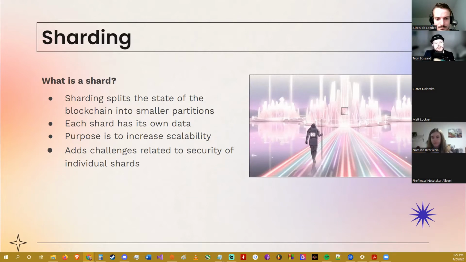Basically, sharding splits the state of the blockchain into smaller partitions, or little blockchains, where each shard has its own data. And as I mentioned, the purpose of this is to increase scalability and throughput of blockchains to be able to onboard more users while remaining relatively cheap to interact with. But this does add challenges related to the security of individual shards, which is kind of outside the scope of this presentation. But basically, it potentially can split up the security into partition segments that can be easier to attack in certain instances by malicious actors.